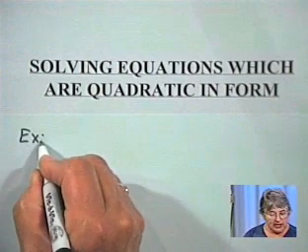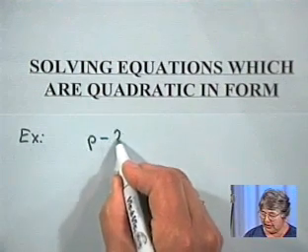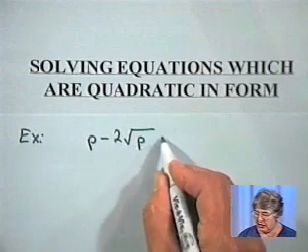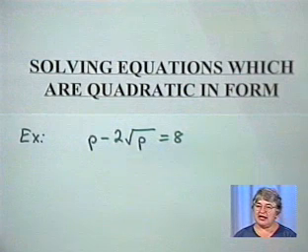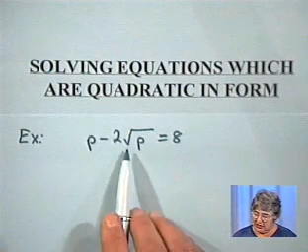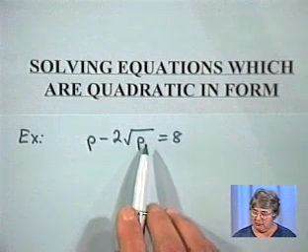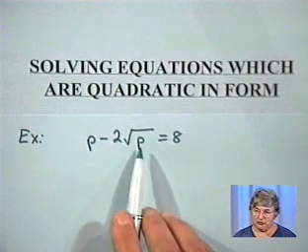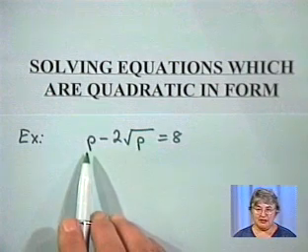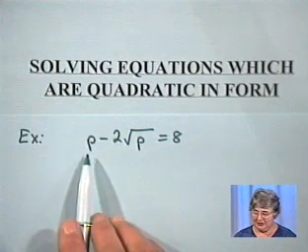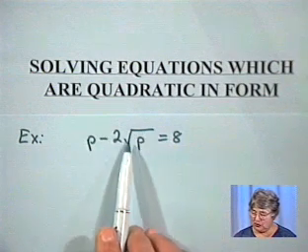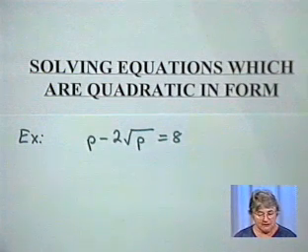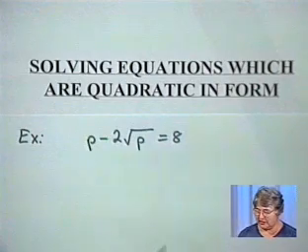Solving radicals. Suppose we have p minus 2 times the square root of p equals 8. The trick with these is to recognize that if we have the square root of p here, by squaring that square root of p, we would end up with the p without the square root. So it turns out that this term right here is the square of the radical right here. If you can recognize that, you can make a simple substitution.